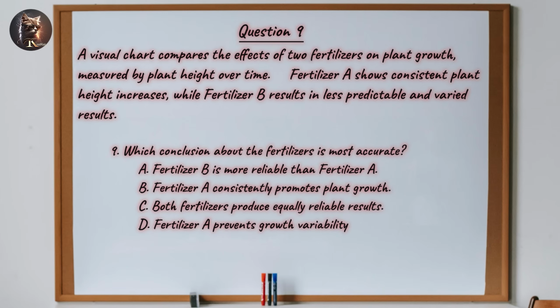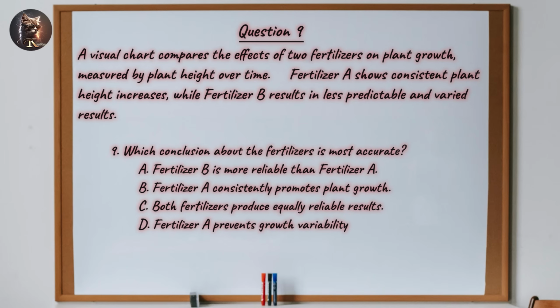That means sometimes the plants grow taller, and sometimes they don't grow much at all. The question asks us to figure out the best conclusion we can draw from these results. Think for a moment. What does consistent mean in terms of reliability and predictability? Let's break down the answer choices one by one to clearly understand which one is correct.